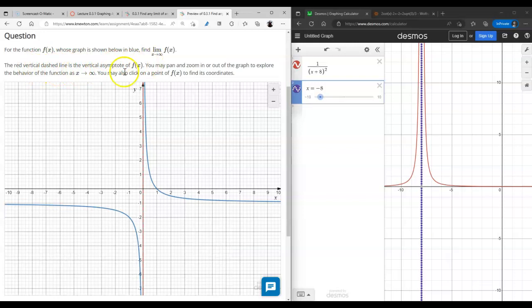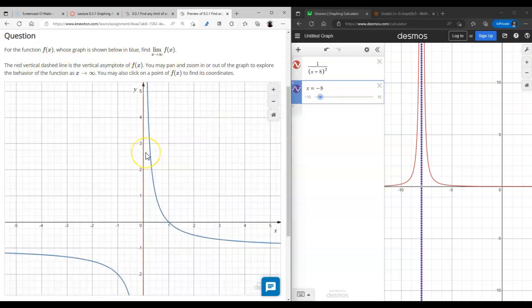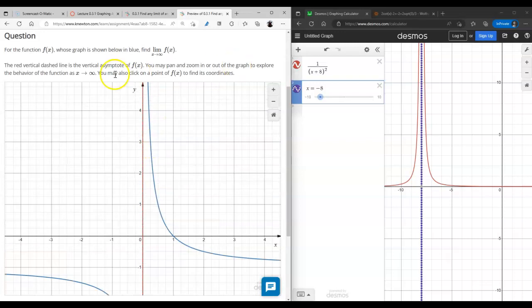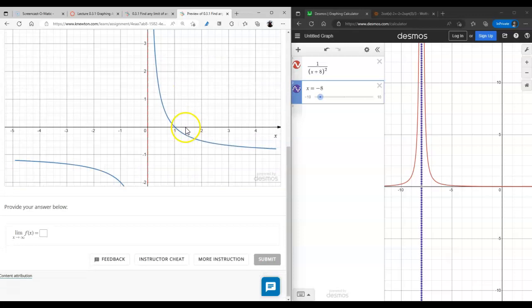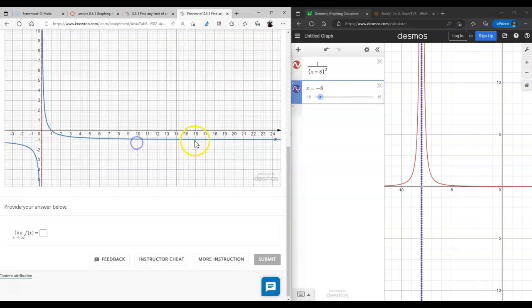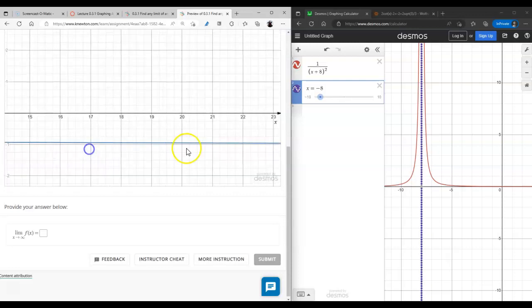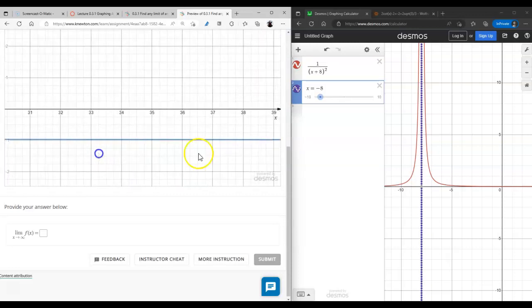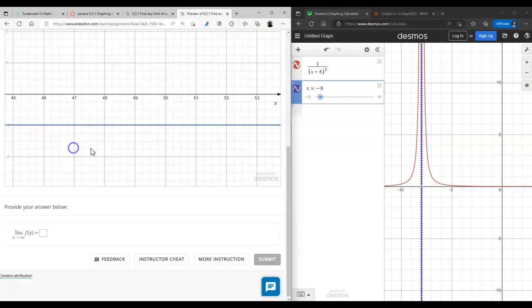Let's see. The red vertical dash line is a vertical asymptote. You may pan and zoom in. Oh, okay, looks good. Looks like Desmos. You may also click on the point to find its coordinates. As x approaches infinity, what does the output approach? That's such a good exercise.